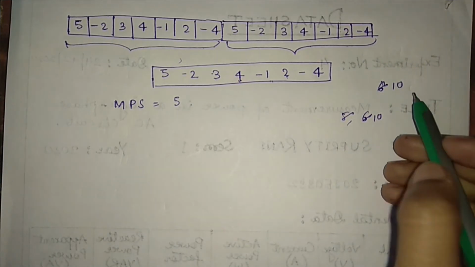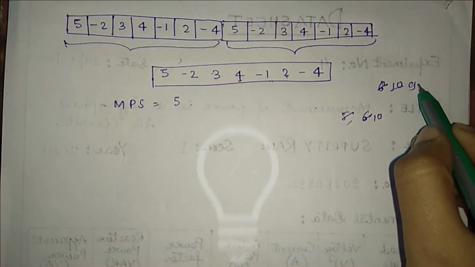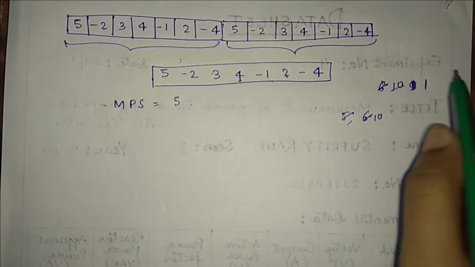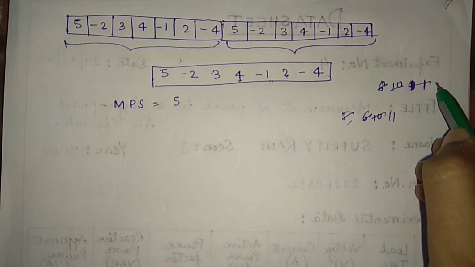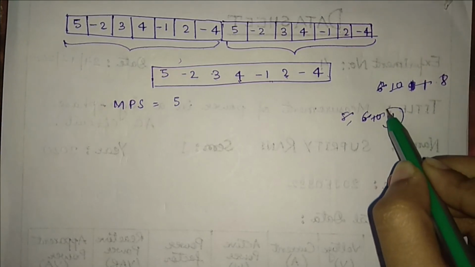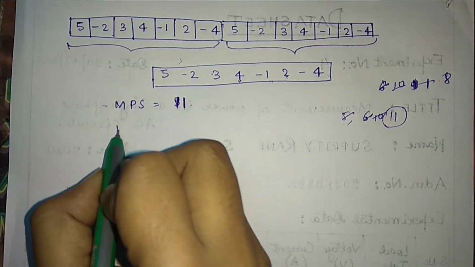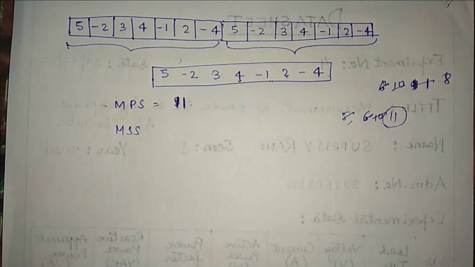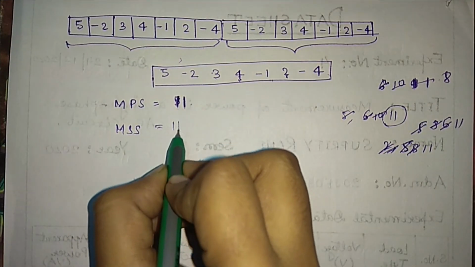Then minus 1 came, it went to 9. After that 2 came, so it got to 11. After that minus 4 came, so it is updated to 11, and then minus 4 came, so 8. So our maximum prefix sum is 11. Maximum suffix sum, in our case, will also be 11.